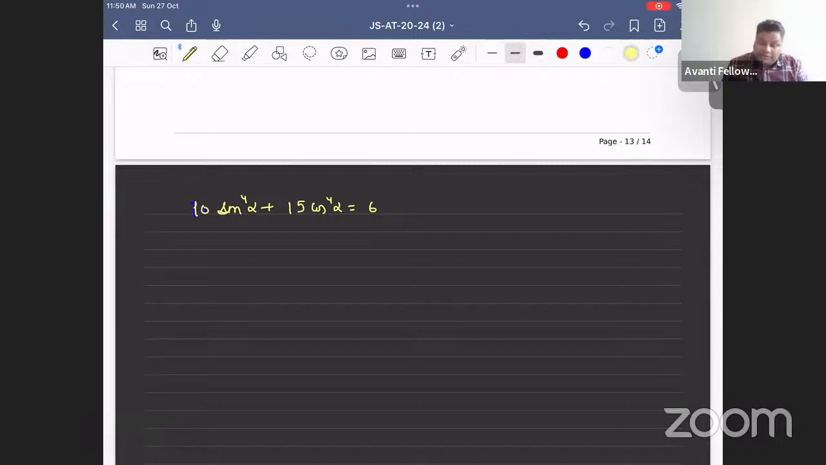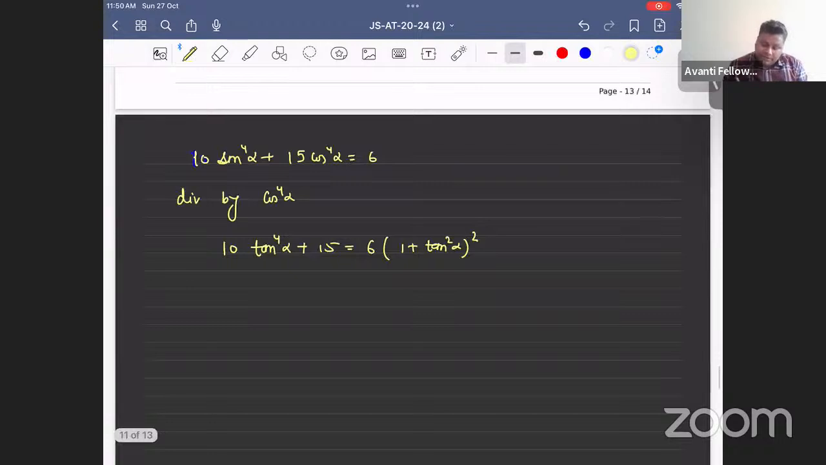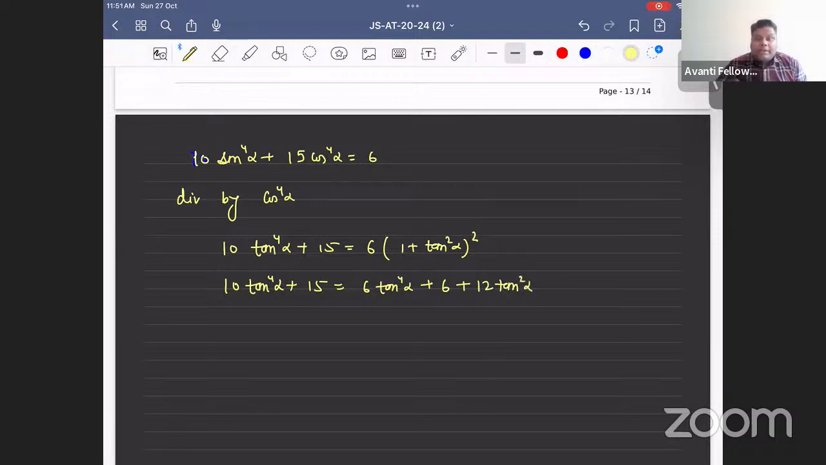In such kind of question, first of all, what do we do? Divide by cos⁴α. So 10 tan⁴α + 15 is 6 times (1 + tan²α) whole square. So 10 tan⁴α + 15 is 6 tan⁴α + 6 + 12 tan²α. Correct?